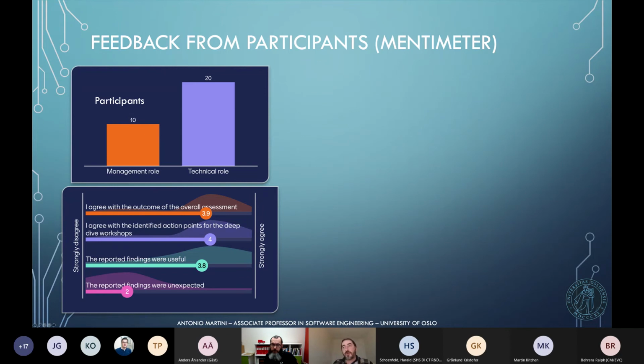We also asked if the reported findings were useful. That's also quite good. It's around 3.8 out of 5. So they were useful for most people. Interestingly, on the other hand, these were not actually that unexpected for most of the participants. But I think it's good to see that this was actually working.